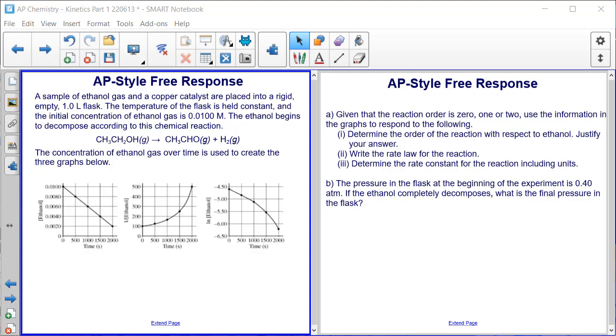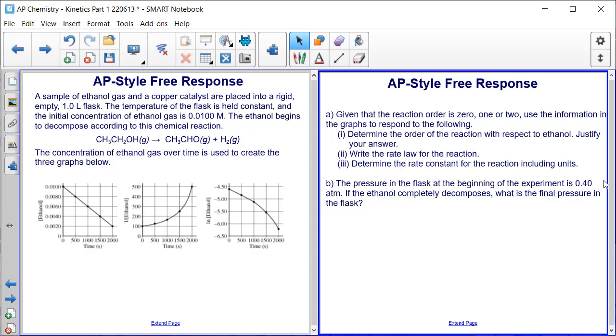You can see the graph on the left, we have the concentration of ethanol versus time. In the middle graph, we have 1 over the concentration of ethanol versus time. And in the final graph, we have the natural log of the concentration of ethanol versus time. Now on the next slide, here are our questions. Part A, given that the reaction is order 0, 1, or 2, use the information in the graphs to respond to the following. Part I, determine the order of the reaction with respect to ethanol and justify your answer.